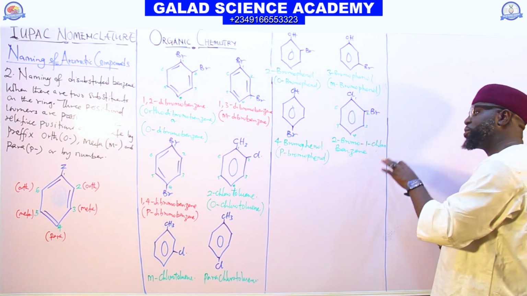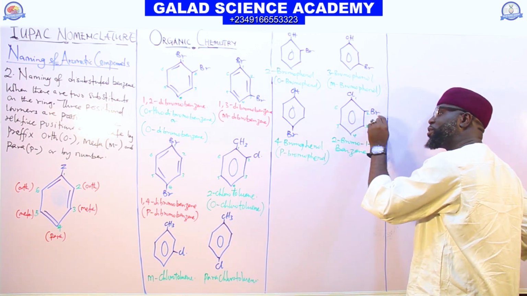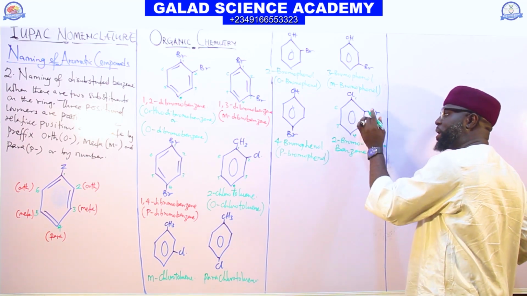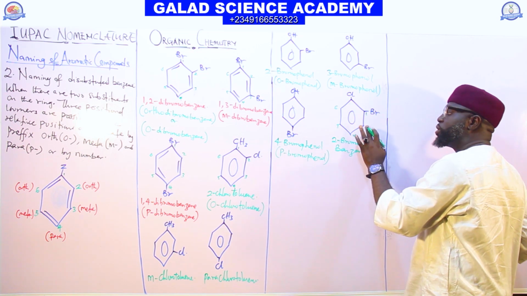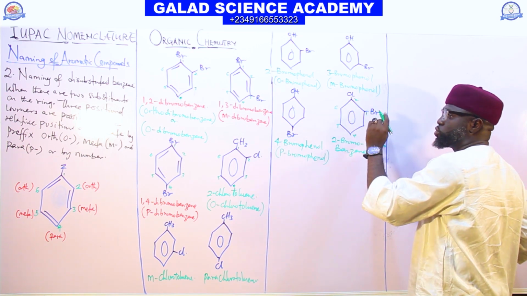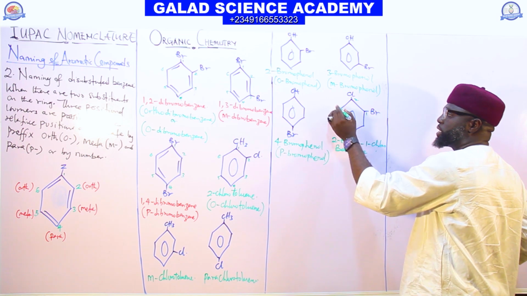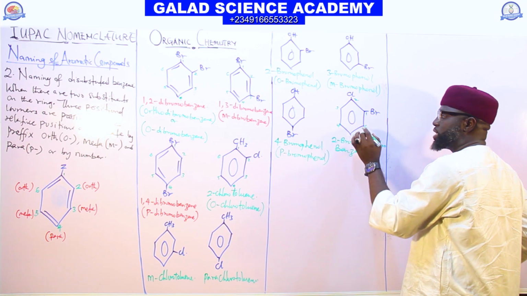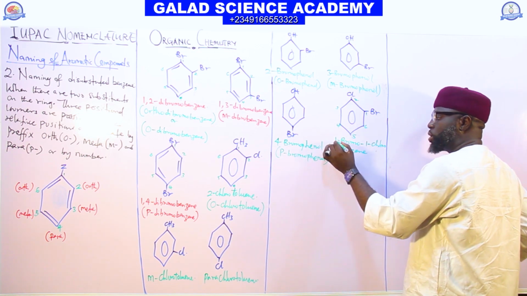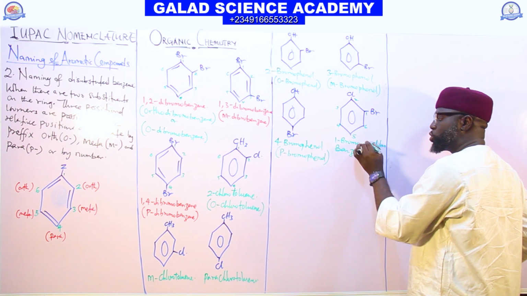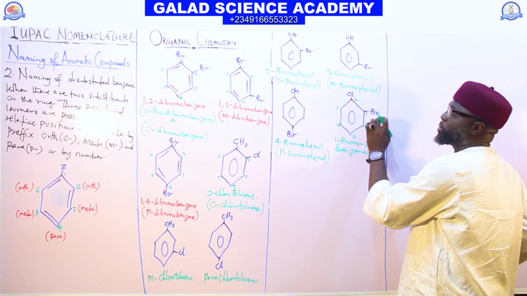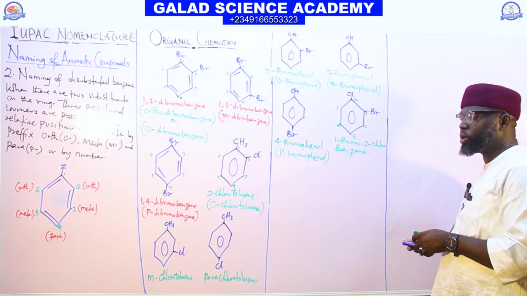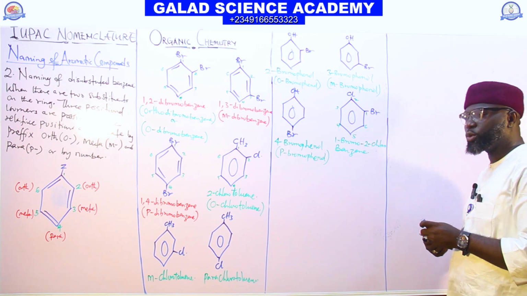Sorry, you cannot call it 1 bromo. You must start your naming from bromine. Sorry, this compound is supposed to be 1. So it will be 1. Here we have 2. And here will be 3. Here will be 4. Here will be 5, 6. It will be 1 bromo, 2 chlorobenzene. You must start from alphabetical order.